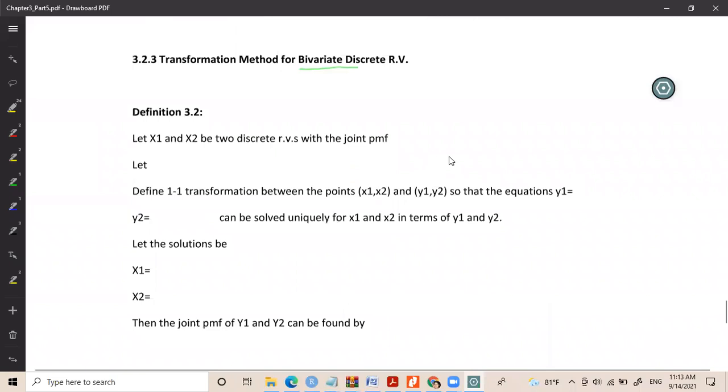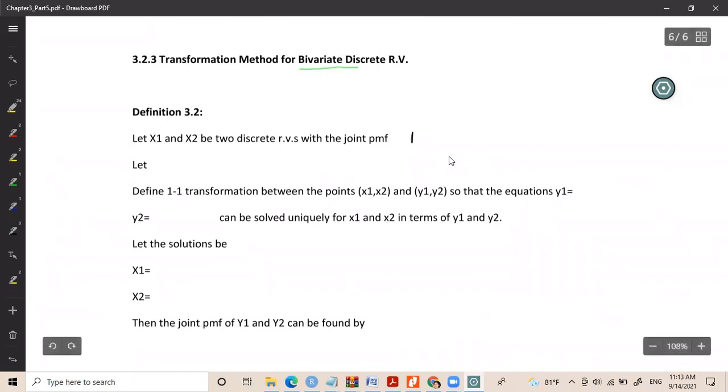Right. So here's the definition. This is going to be a little bit lengthy definition, but the outcome is very simple. So we have X1 and X2, two discrete random variables with the joint PMF. Let's write the joint PMF. These are capital X1 and X2, and you have small x1 and x2. Right, here's the joint PMF of X1 and X2.